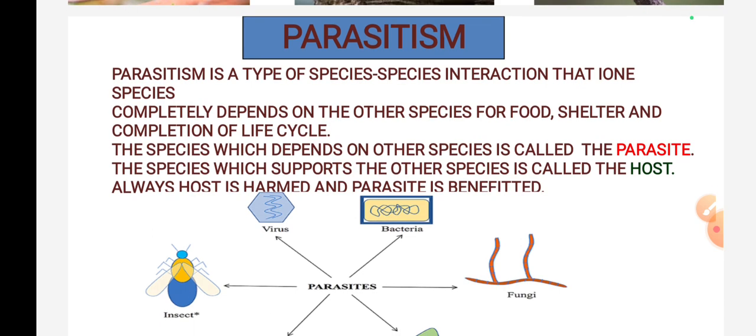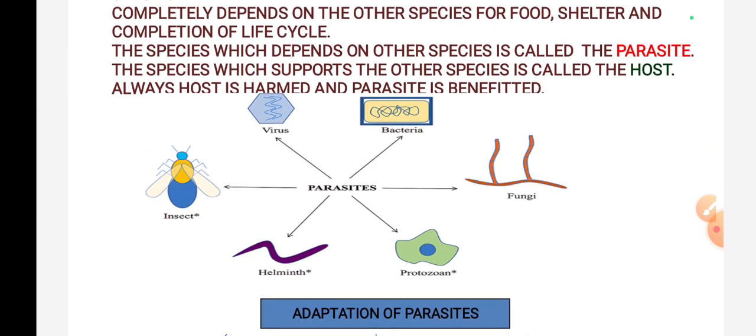Then parasitism. Parasitism is a type of species interaction in which one species completely depends on another species for food, shelter, and completion of its life cycle. The species which depends on the other species is called the parasite. The species which supports the other species is called the host. Always the host is harmed and the parasite is benefited.